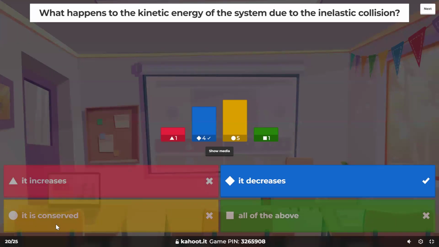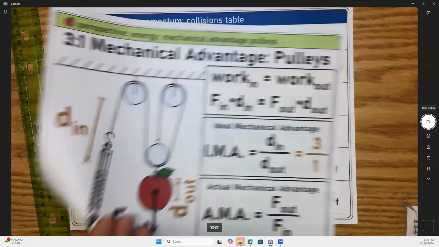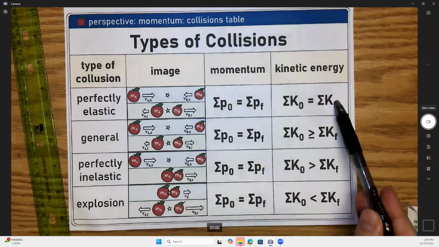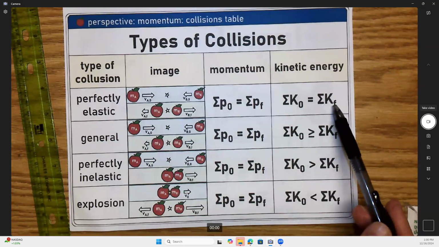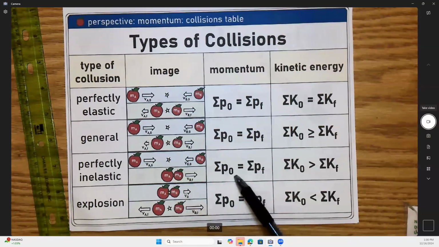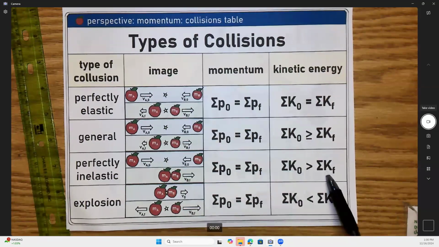Now, a lot of you picked the gold one here. Kinetic energy is only conserved for what special kind of collision? Elastic, which is perfectly bouncy, on the other end of the spectrum from inelastic. So here's a full table right here. Let's compare elastic to inelastic. Elastic, they bounce off each other, and kinetic energy would be conserved there. But perfectly inelastic, where they perfectly stick together, well, momentum's conserved, but that's true for all these. But kinetic energy always goes down, always less after compared to before.